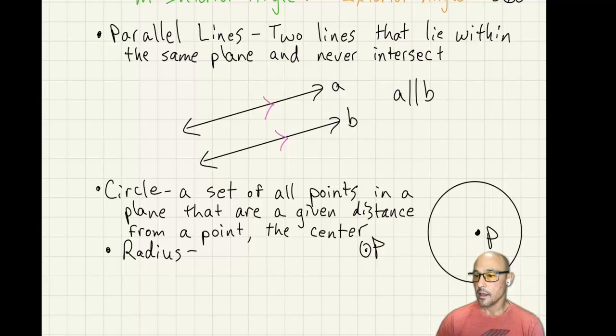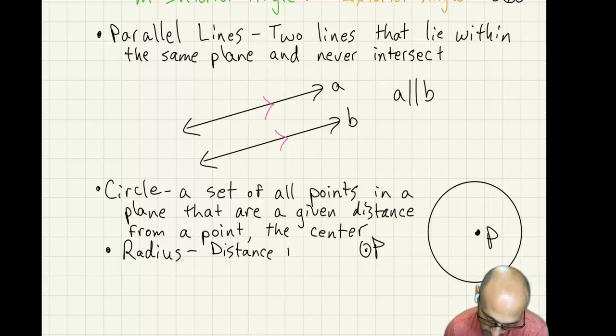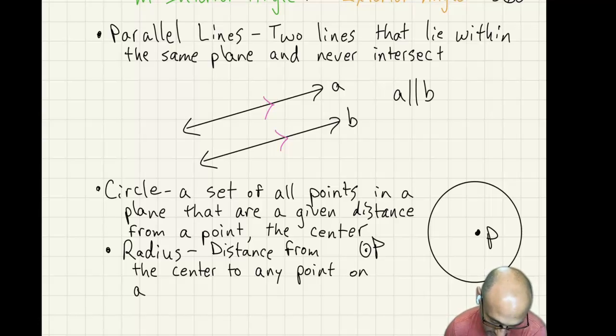And that then is useful because then we can think of the idea of a radius as the distance from the center to any point on a circle. So if I highlight this with a pink, so radius. So the radius is that distance right there.